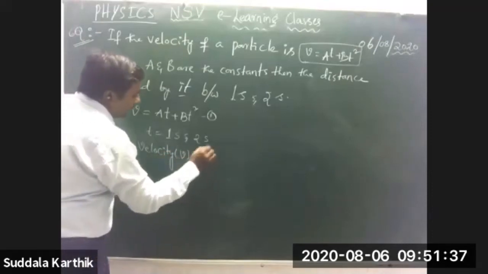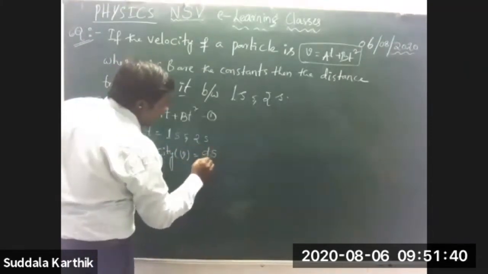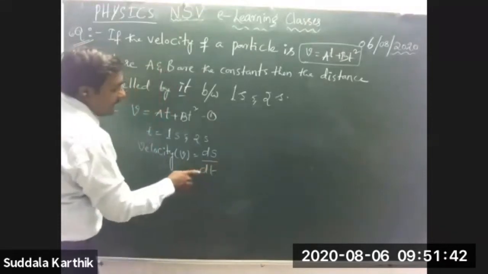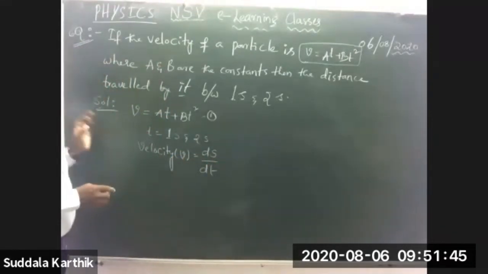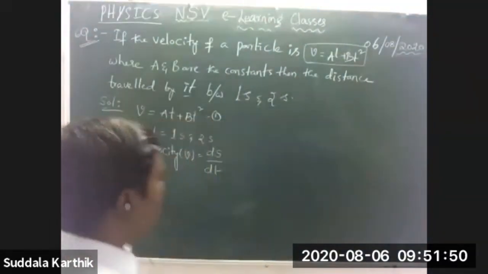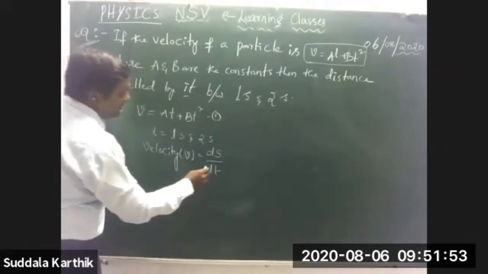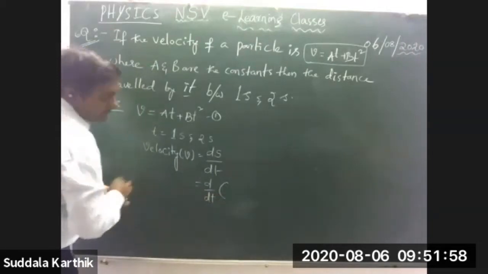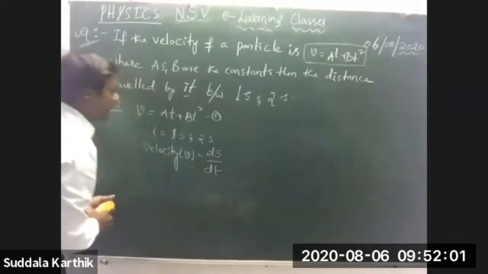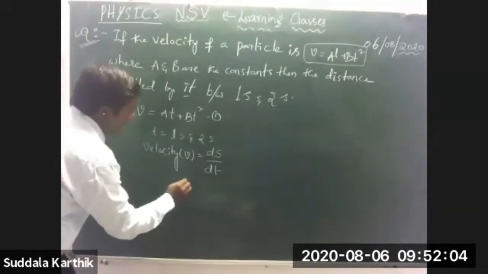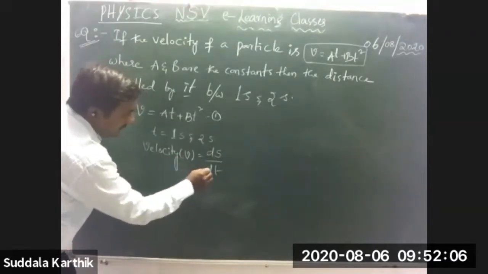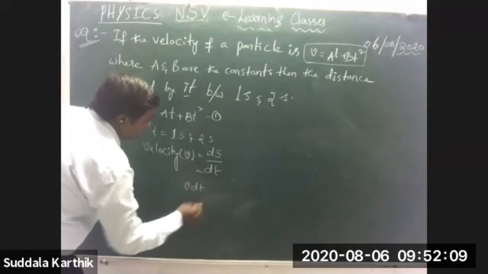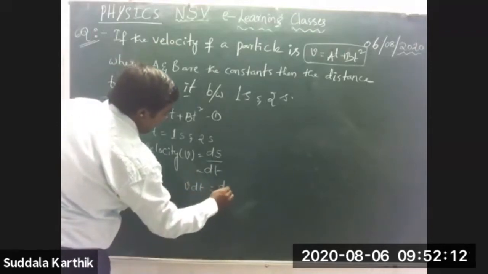For that purpose, you know very well, velocity v is equal to ds by dt, the time rate of change of displacement or distance. v is given, so I'm cross multiplying this. I'm sending this dt to this side: v dt is equal to ds.